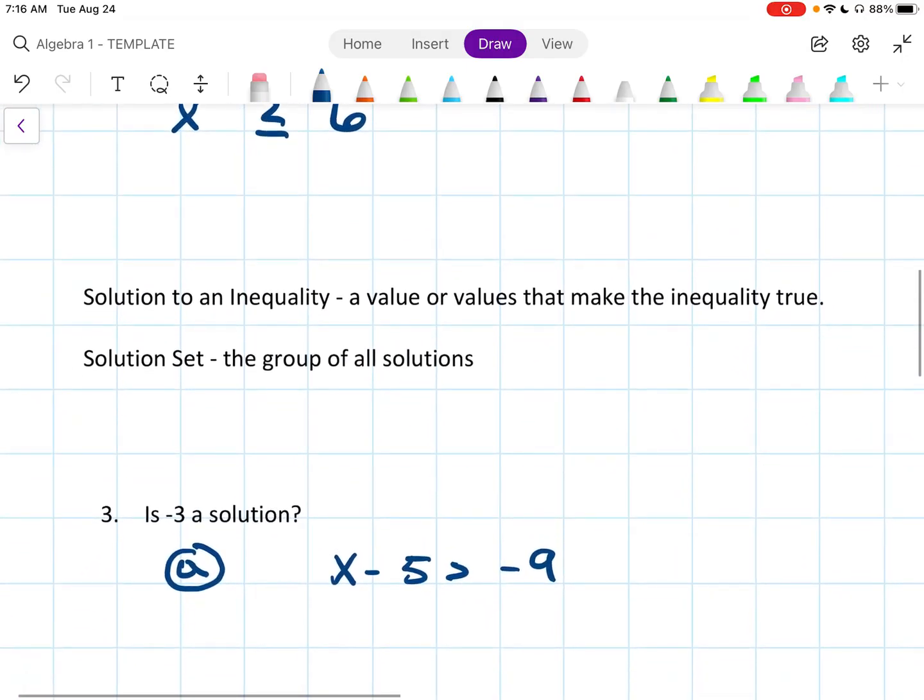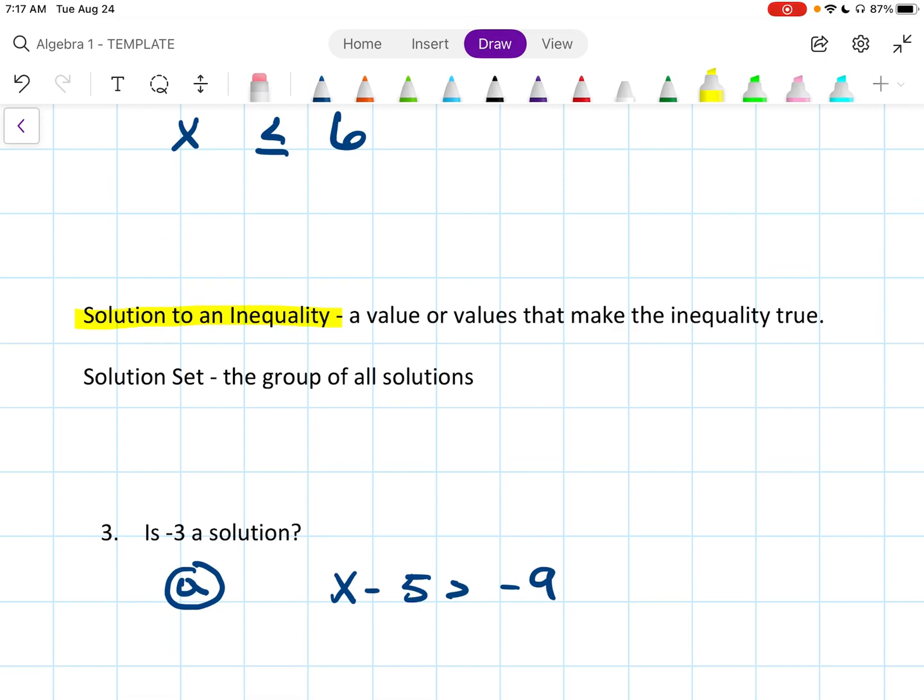All right, a solution to an inequality. A value or values that make the inequality true, right? A solution to an inequality, we have solutions to regular math problems with an equal sign, right? We have our x equals blah. Here we have that same thing. Let me read the next word. Maybe we'll be able to explain it. A solution set is the group of all solutions.